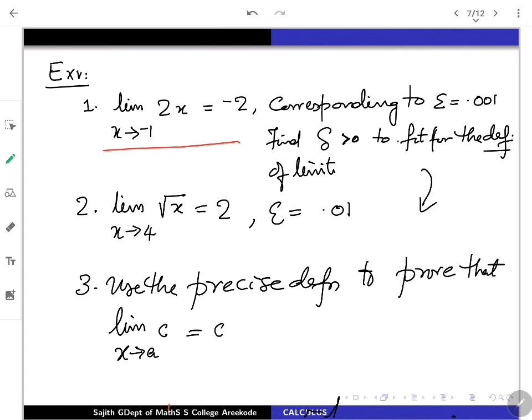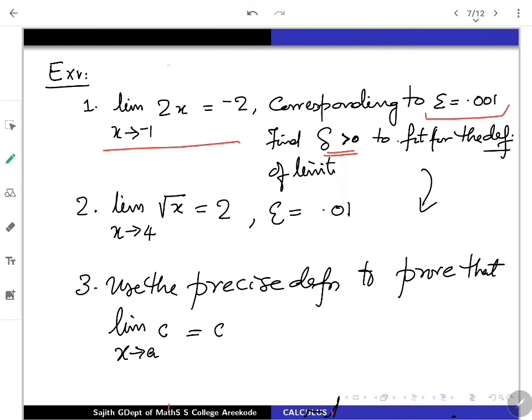But here we are not merely giving that condition application. We have to find out precisely how this is aligning with our definition. So what you are asked to do is, some epsilon is given, that is 0.001. Then we have to find a corresponding delta in our definition to say that this limit is going to be minus 2.